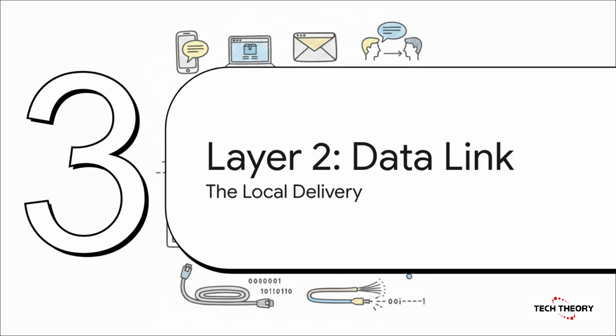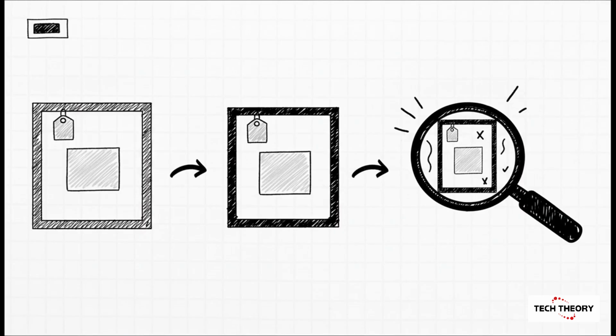We are getting so close to the hardware now. Layer 2, the data link layer, is all about the local hop-by-hop delivery. So while the network layer planned the whole cross-country road trip, this layer is just focused on getting the data from one router to the very next router in the chain. It does this by packaging the data into something called a frame. And this frame includes a local address called the MAC address.